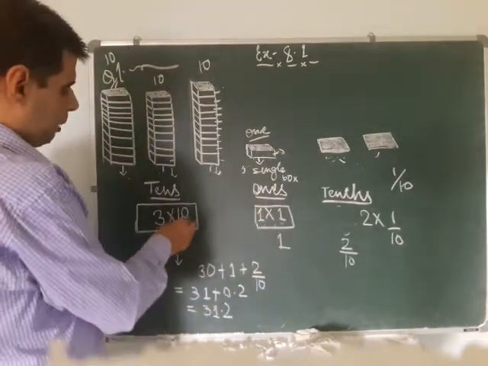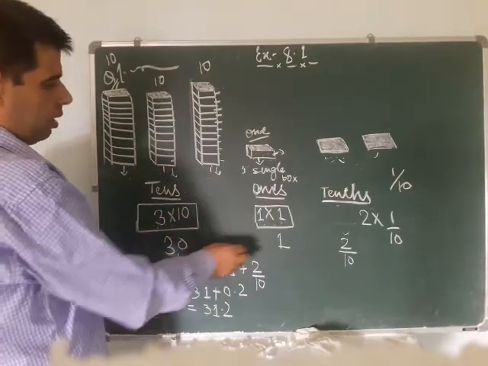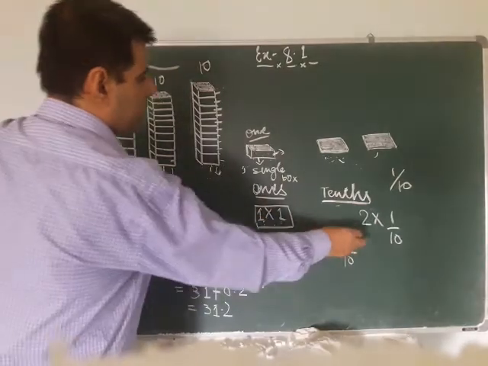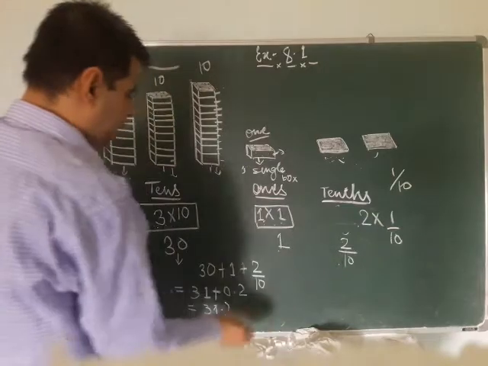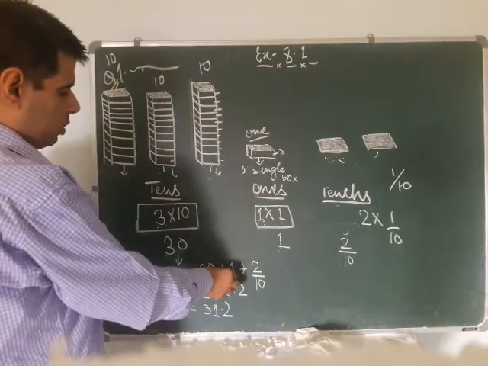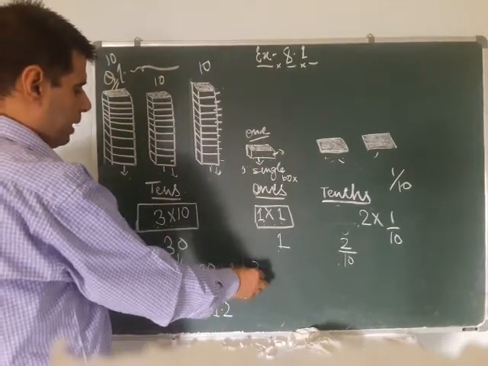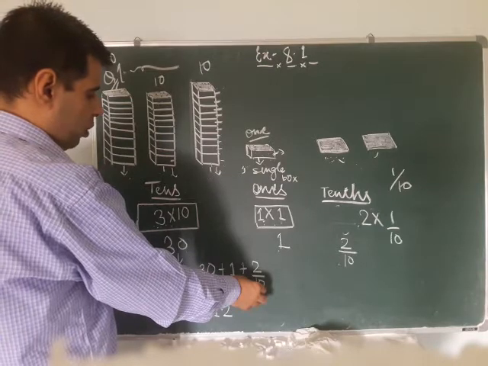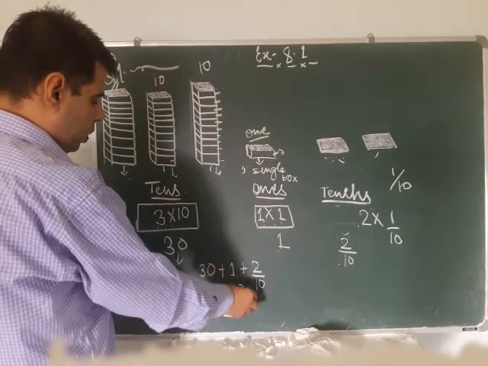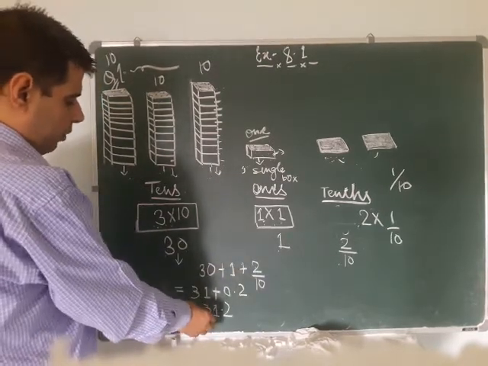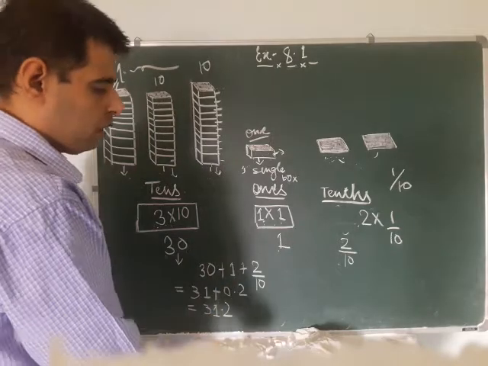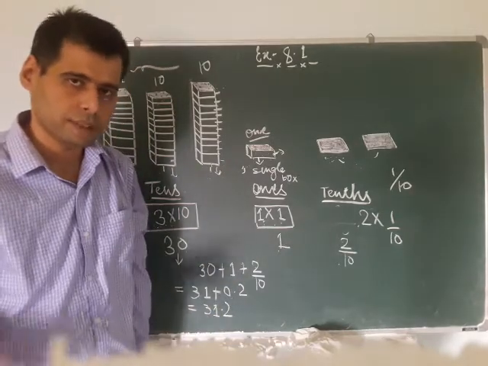So here if you multiply 10 into 3, it will be 30, 1 into 1 it will be 1, and 2 into 1 by 10 it will be 2 by 10. If you add it, it will be 30 plus 1, 31, and 2 by 10, we know that the decimal equivalent of 2 by 10 will be 0.2. So if you add it, we will get 31.2. So this is the first question.